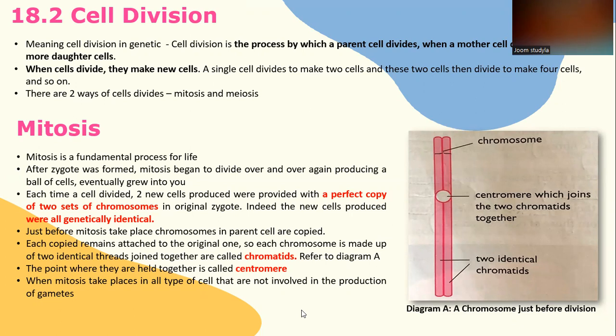Just before mitosis takes place, chromosomes in the parent cells are copied. Each copy remains attached to the original one, so each chromosome is made up of two identical threads joined together, called chromatids. Refer to diagram A on the right-hand side. The point where they are held together is called the centromere. Mitosis takes place in all types of cells that are not involved in the production of gametes.